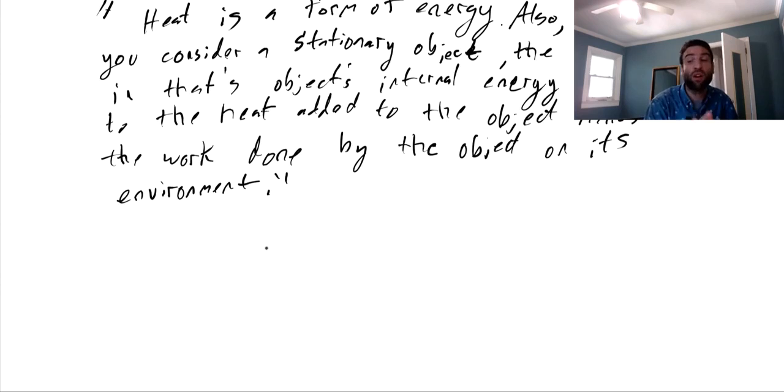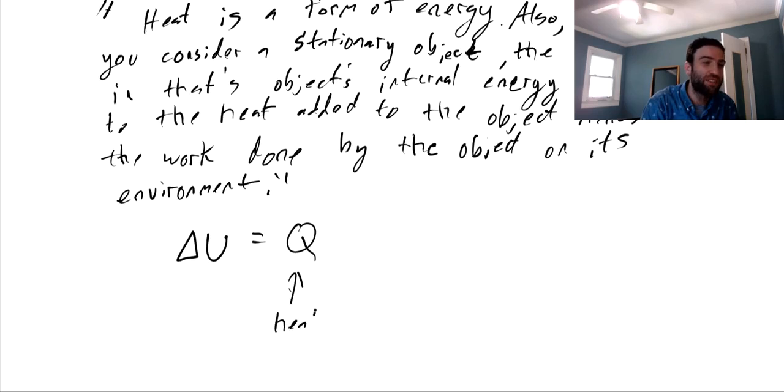And if we do work on an object, its internal energy increases, right? So in symbols, what we'll often say is that the change in internal energy, so big delta for change in and U for internal energy, the change in internal energy of a stationary object is equal to Q, which is the heat, minus the work done by the object.